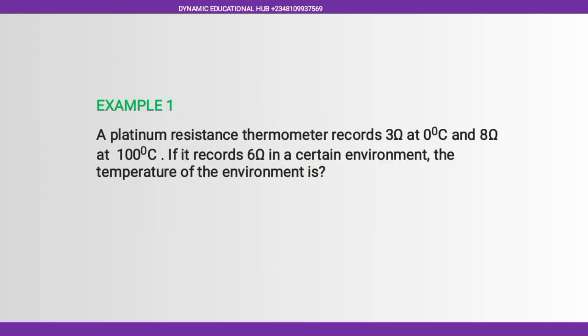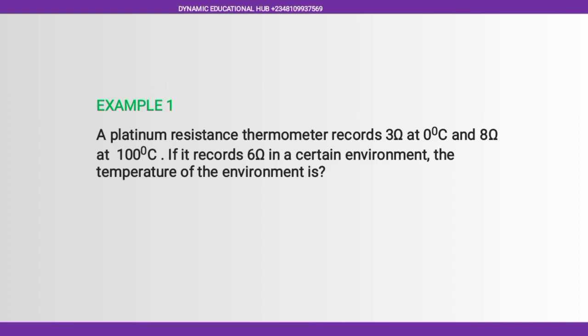Yeah, let's forge ahead. Example 1. A platinum resistance thermometer records 3 ohms at 0 degrees Celsius and 8 ohms at 100 degrees Celsius. If it records 6 ohms in a certain environment, the temperature of the environment is... The question is so simple. You can pause this video and try to solve it yourself. Then you look at the solution.